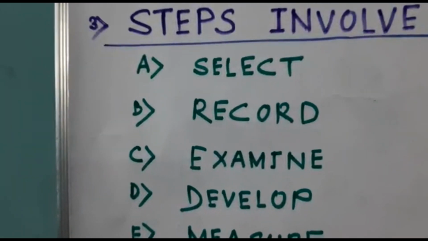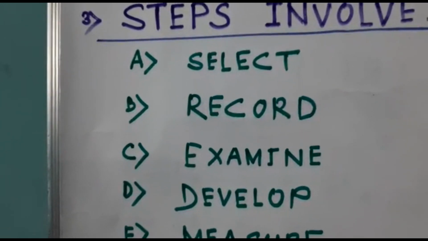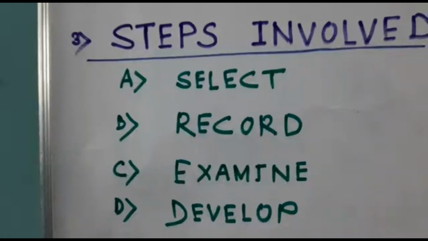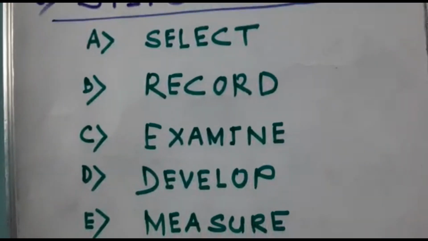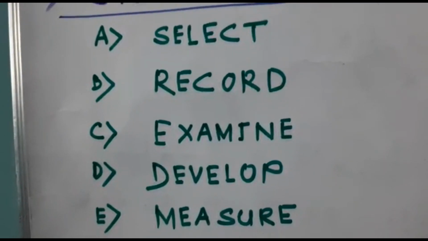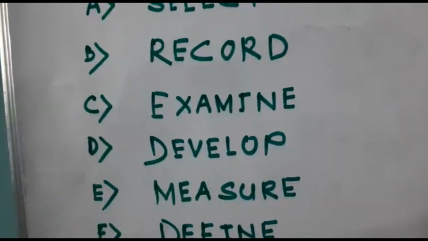The three steps, that is select, record and examine, are common steps whether we are going for method study or work measurement. Step number 4 basically refers to the method study, whereas step number 5, that is measure, basically refers to the work measurement.